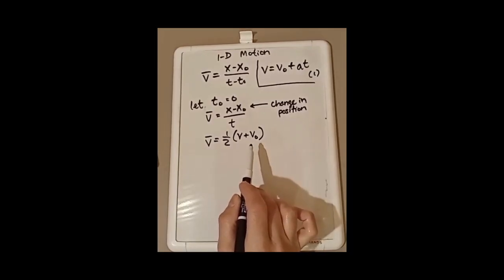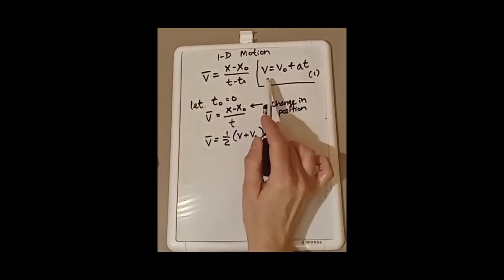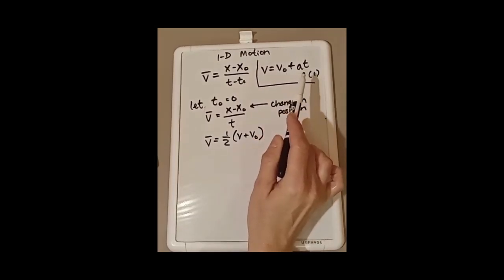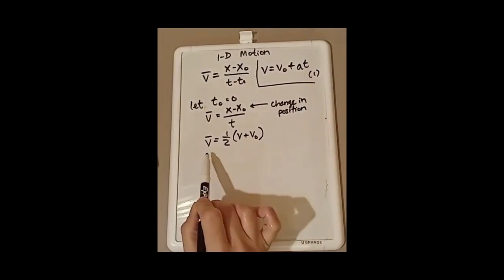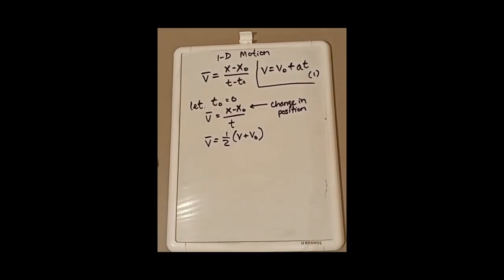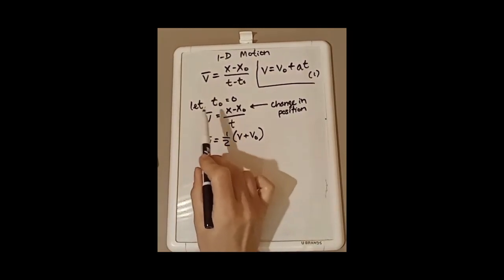And we're going to take our first equation here, velocity equals v naught plus at. If we put that into our average velocity, then we can end up solving for our quantity x minus x naught, and we won't have to deal with our average velocity up here.